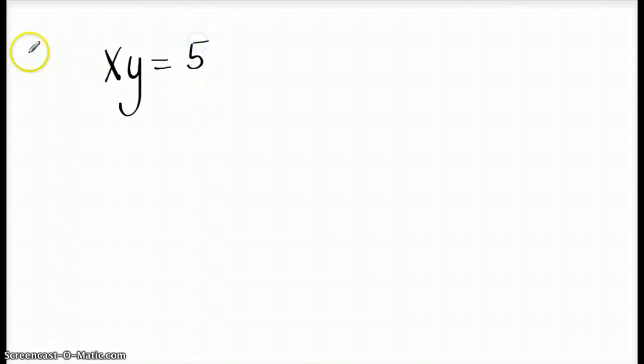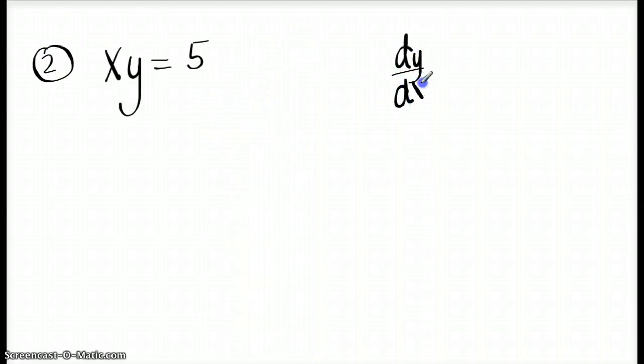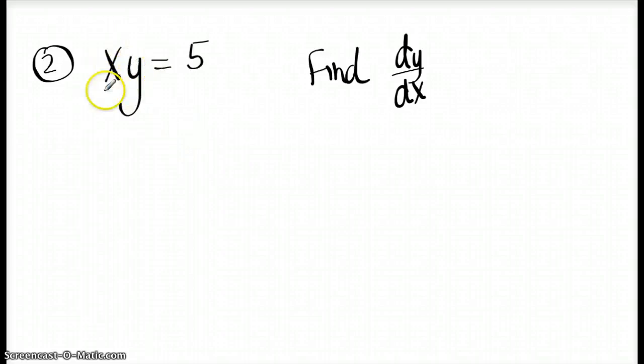All right, let's do another one. I'll do an easier one. A harder, easier one. Harder than the last one, easier than some. All right, xy equals 5. Find dy dx. What's the difference in this one and the last one? This is the product rule. Why?